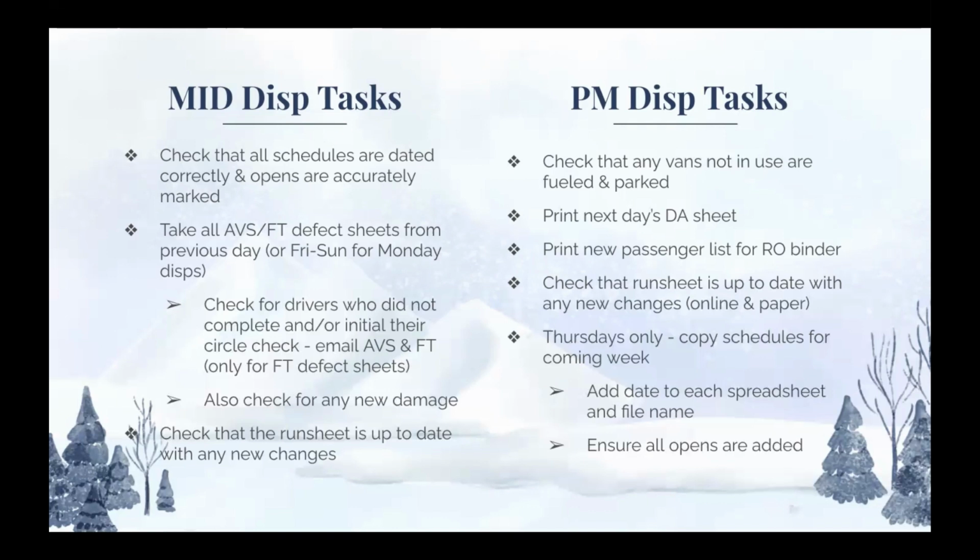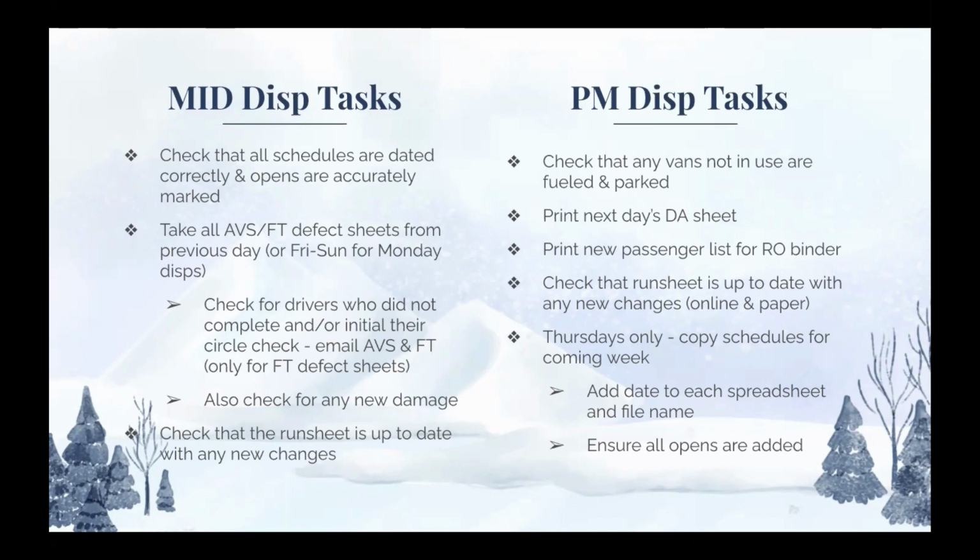And then print the next day's DA sheet, print new passenger list for the RO binder, check that the run sheet is up to date with any new changes, both online and on paper. And for the Thursday PM dispatchers, you guys will be copying the new schedules for the coming week.